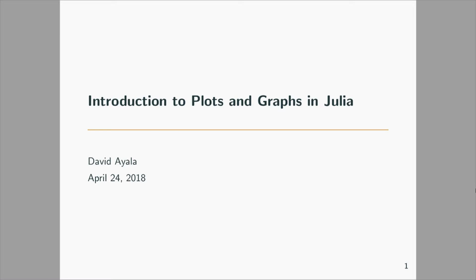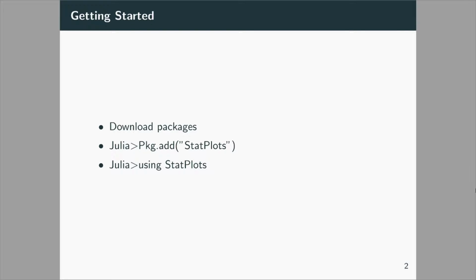So let's get started. First of all, you'll have to download some packages in order to actually access the plots that you can use in Julia. Here I have an example of the syntax you would use in order to access these packages. You would have to type Pkg.add and, inside the quotations, the name of the package you want to add. Once that's done, you would run it, and then in order to access the package you would type using StatsPlots, because that's the name of the package that I downloaded.